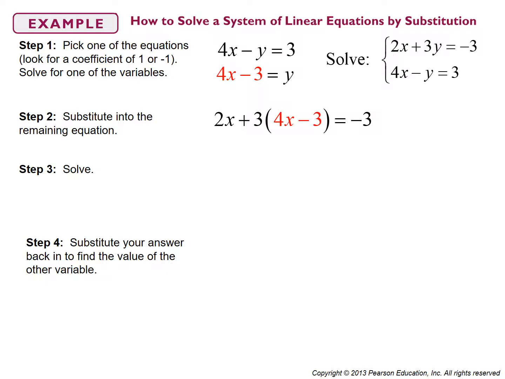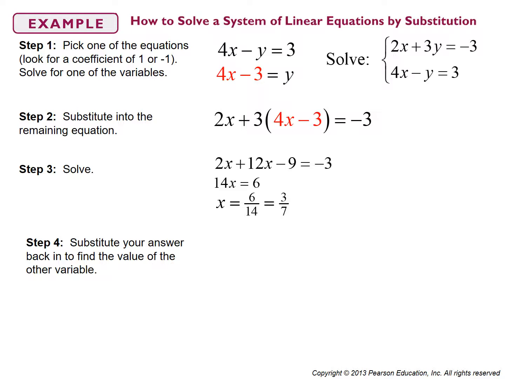This is just a linear equation. So to solve, we can distribute the 3 to get 2x plus 12x minus 9 equals -3. And now we can combine the x's together on this side and at the same time add the 9 to the other side of the equation to give us 14x equals 6. Finish solving by dividing by 14 and then reduce to get x equals 6/14, which reduces to 3/7. Okay, now that gives us an answer, but only for x, and the original system had two variables to solve for.